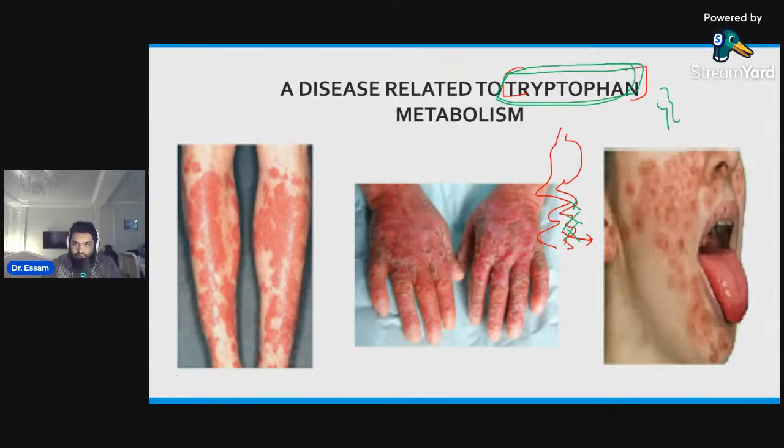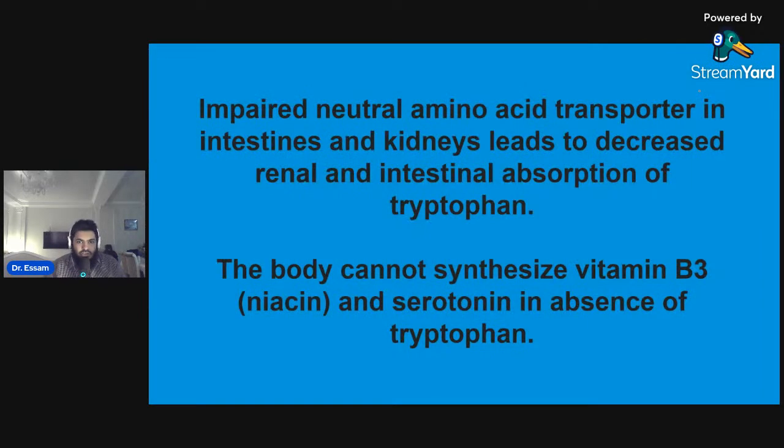So when tryptophan will reach the kidney, the kidney will throw it out into the urine. Actually, what it should do in a normal person like you and me, it should reabsorb tryptophan. But because the transporter is not working here also, here is your transporter. If it is not working, then what will happen? The kidney will excrete the tryptophan. The body will lose the tryptophan in urine. So, because of these two reasons, the intestines and the kidneys, this disease will be caused.